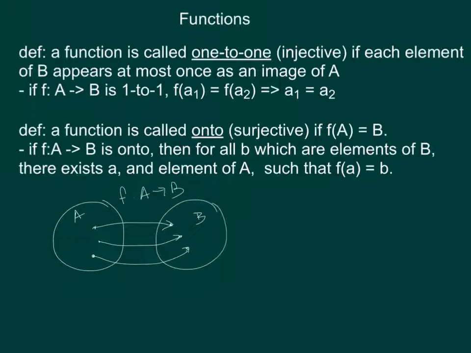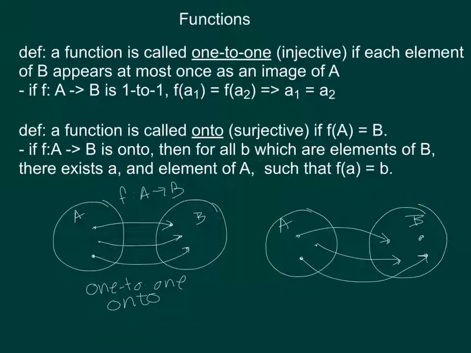So now it's time to look at some pictures. Here we have a relation from A to B, and actually it is a function because every element of A appears exactly once. Then it's also one-to-one because every element of B appears at most once. It is also onto because there are no elements of B that do not have an arrow pointing to it. So this is one-to-one and onto.